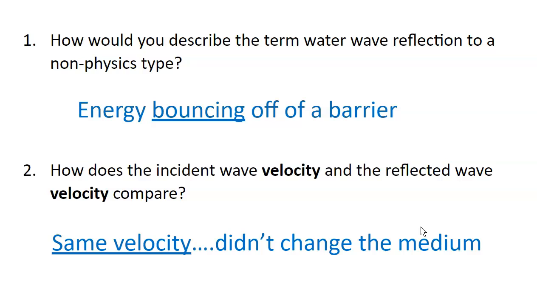How would you describe the term water wave reflection to a non-physics type? Remember that reflection is nothing more than energy or a wave bouncing off a barrier. How does the incident wave velocity and the reflected wave velocity compare? They're the same velocity, and we know that they're the same velocity because we didn't change the medium. The only thing that affects the speed of a wave is the medium.